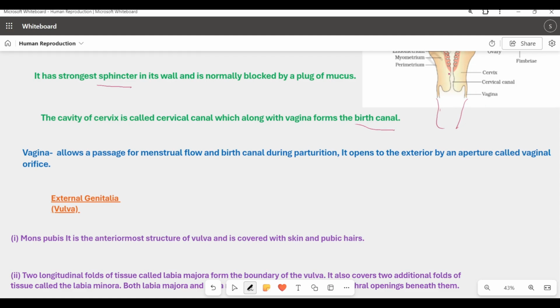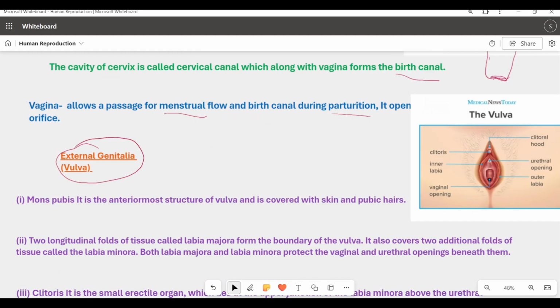And through this cervical canal and the vagina, the menstrual flow happens, as well as the baby coming out during parturition. And this opens out by an aperture called the vaginal orifice. So the vaginal orifice is the opening of the vagina outside. Then what is the external genitalia in the female? This external genitalia is called the vulva, the external genitalia of the female reproductive system.